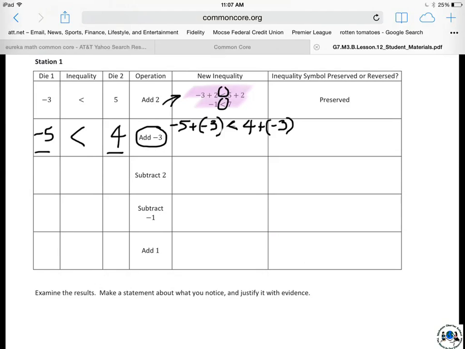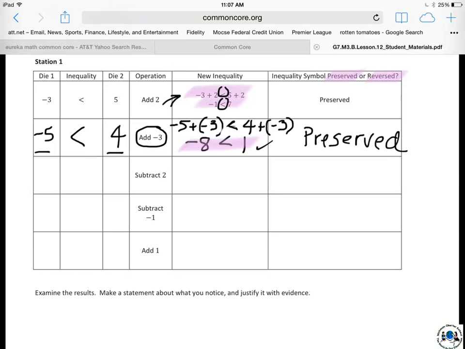So let's go ahead and solve here. We got -5 plus -3, of course, is -8. And we have our less than sign, and then 4 plus a -3 is actually +1. Okay, so that's our statement right now. Has the inequality symbol been preserved or reversed? Of course, it has been preserved because that is a correct statement right here.